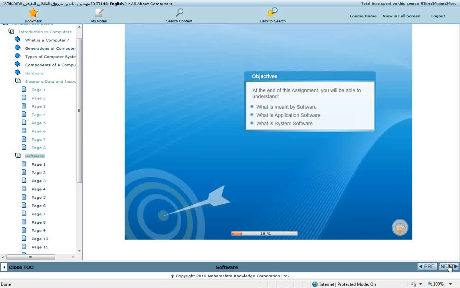Objectives. At the end of this assignment, you will be able to understand what is meant by software, what is application software, what is system software.